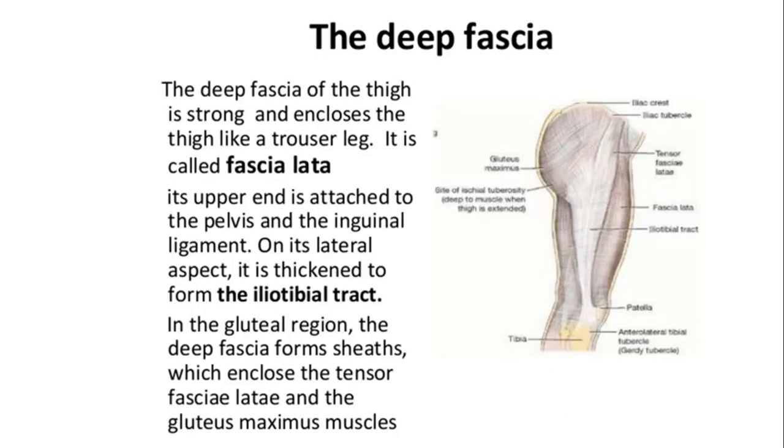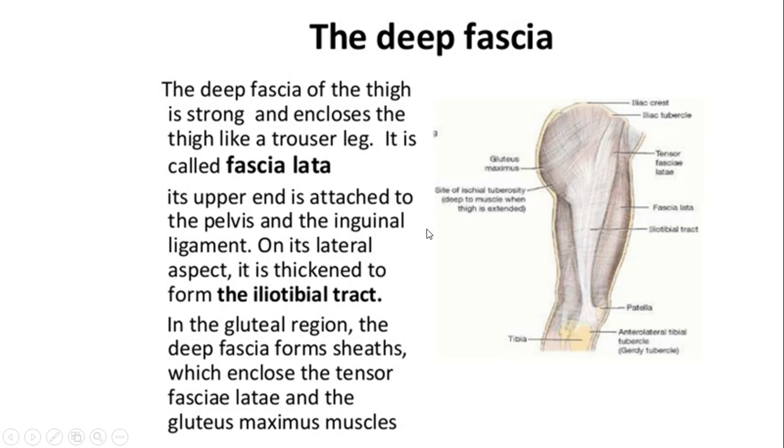So here comes the deep fascia. This deep fascia of the thigh is strong and encloses the thigh like a trouser leg. It is called fascia lata. Its upper end is attached around the pelvis, meaning the iliac crest, and the inguinal ligament, and posteriorly the sacrum.